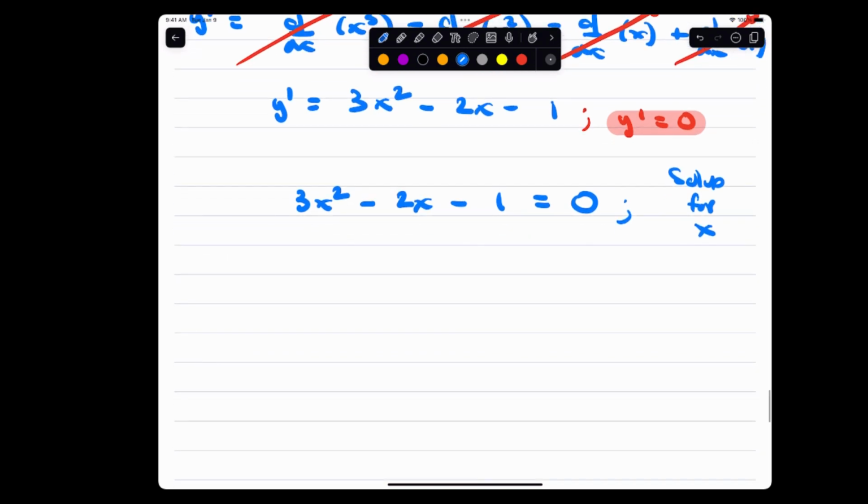So, what do you guys remember? What do you think you have to do? Yeah, you guys have to factor that, right? You have to factor and use the zero product rule. So, this is A, B, C. Okay?